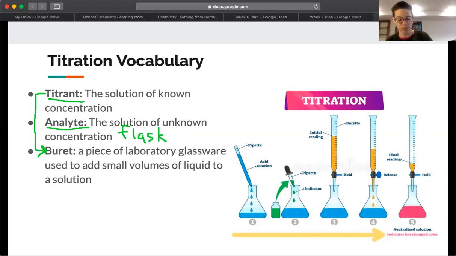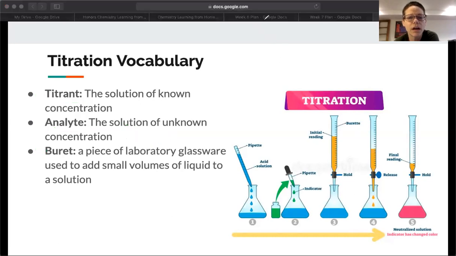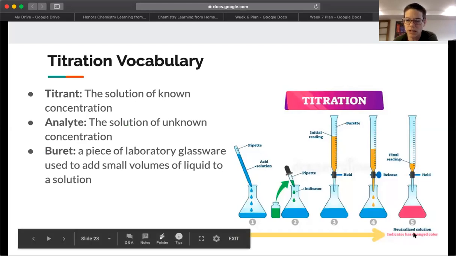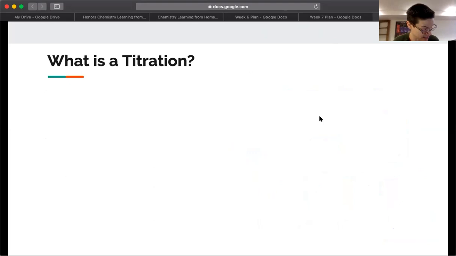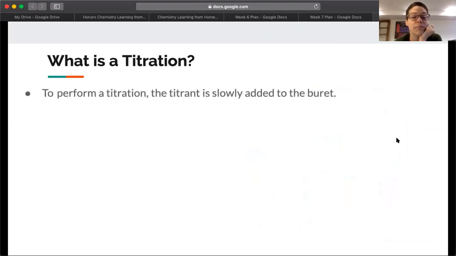There are multiple ways you can do a titration. The main way we did titration was with acids and bases, and we used an indicator to change color. The most common indicator that we used was phenolphthalein. And remember, we were trying to get the prettiest of the pale, pretty pink. So we slowly drip stuff in from the burette.